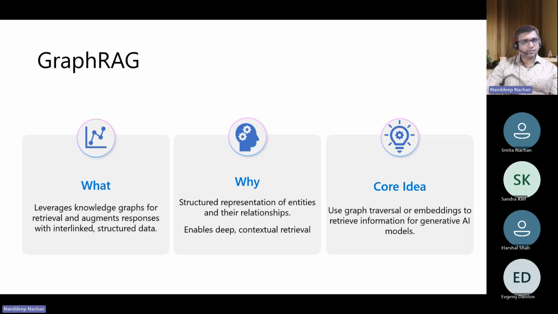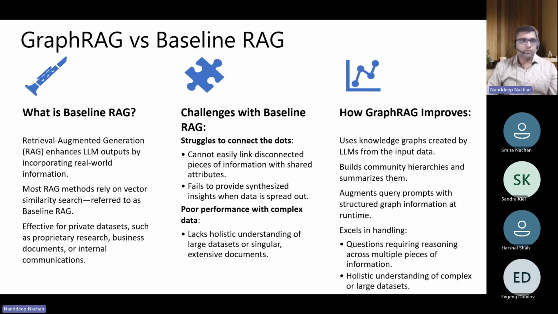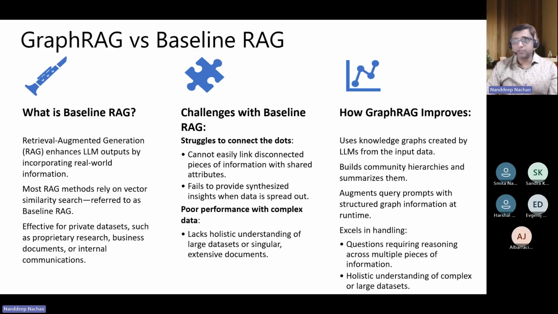Now, let us compare the baseline RAG with GraphRAG. Obviously GraphRAG is a game changer, but let us discuss the baseline RAG first. The baseline RAG, or the traditional RAG, improves the LLM outputs by pulling in real-world data using vector similarity searches that we have just seen. It is useful for private data sets that the LLM has not been directly trained on, such as company research documents or communications.